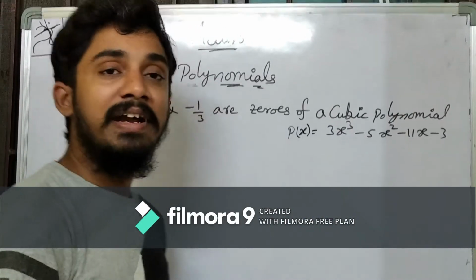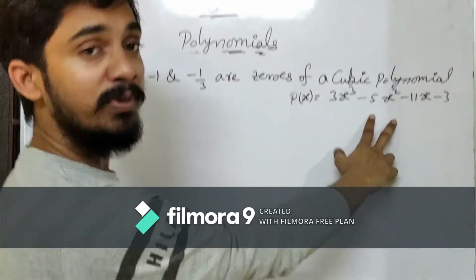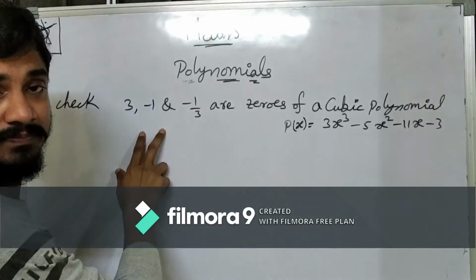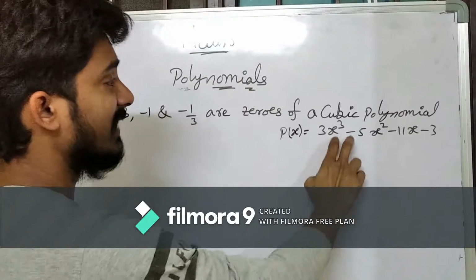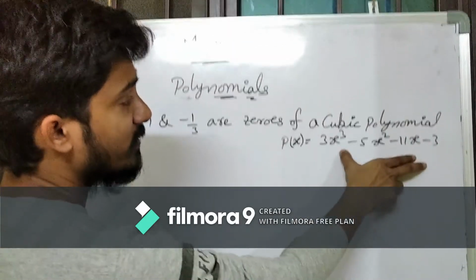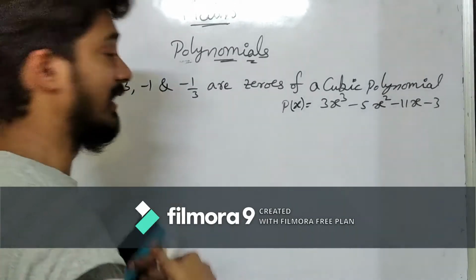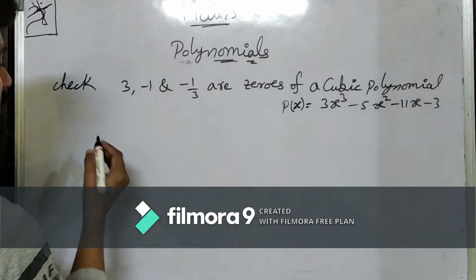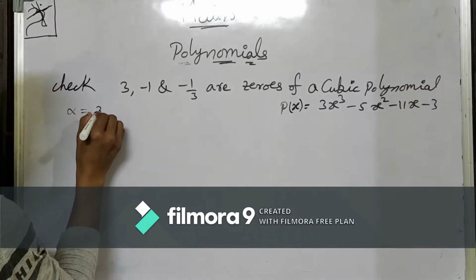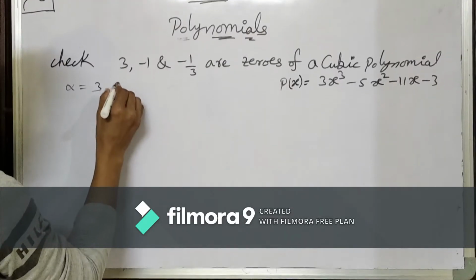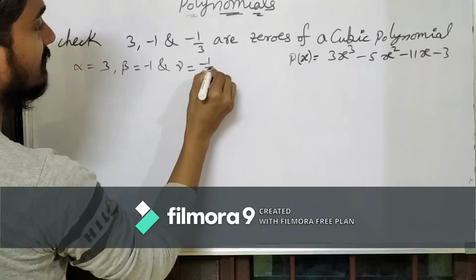Next one. Find the relationship between the coefficients of a cubic polynomial and the zeros of the cubic polynomial. Given zeros: alpha equals 3, beta equals minus 1 and gamma equals minus 1 by 3.